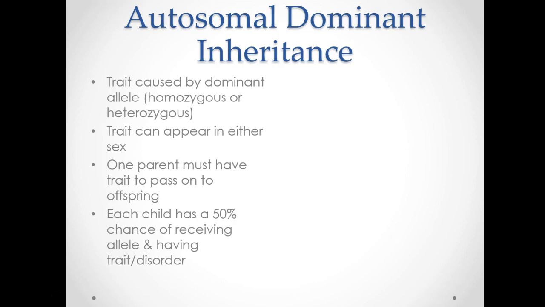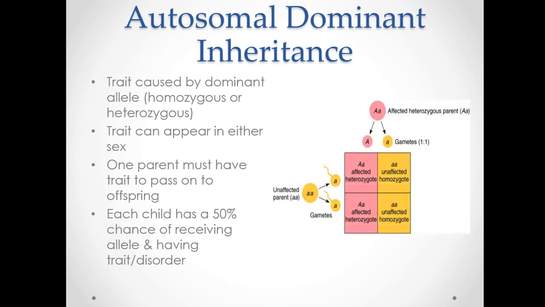And we know that with this particular pattern of inheritance, each child has a 50% chance of receiving this trait or disorder. And again, that's based on the assumption that your parent is heterozygous for the trait. It would be very unusual for your parent to be homozygous for that trait, because that means both of their parents also had the trait as well. So typically we're going on the fact that your parent has one allele for this trait.